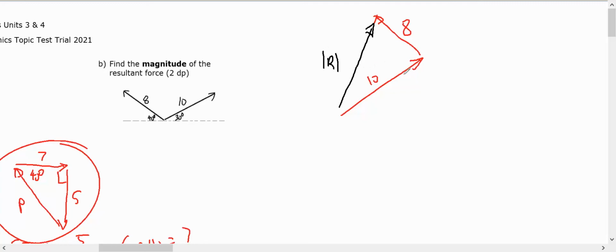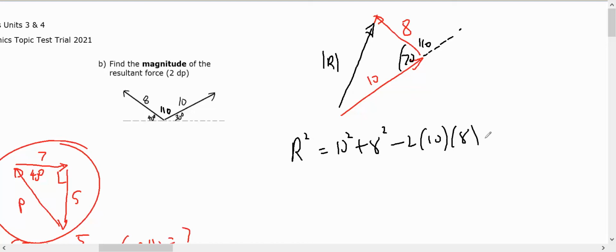You could easily use the sine rule, the cosine rule. Between the 8 and the 10, I know that that's 70, so that's 110. So that's 110, which means that's 70. And you could say that r squared equals 10 squared plus 8 squared minus 2 times 10 times 8 times the cos of 70 degrees and got a particular answer for the magnitude.